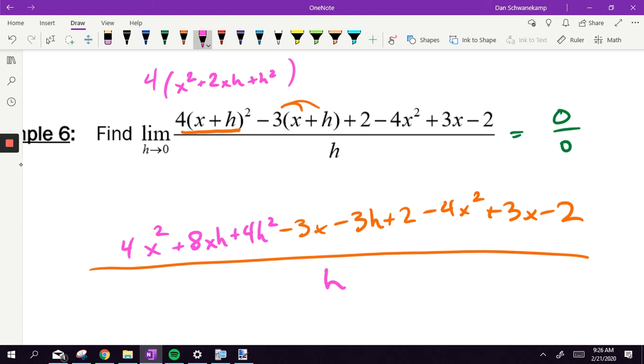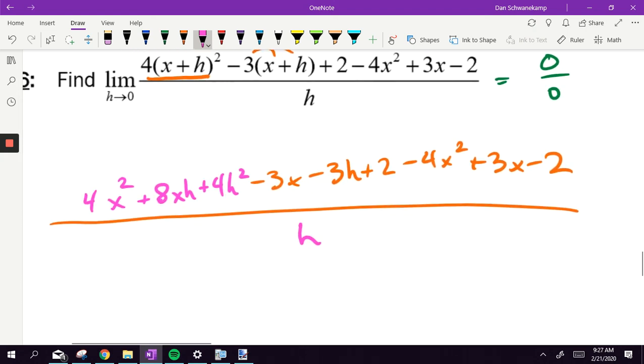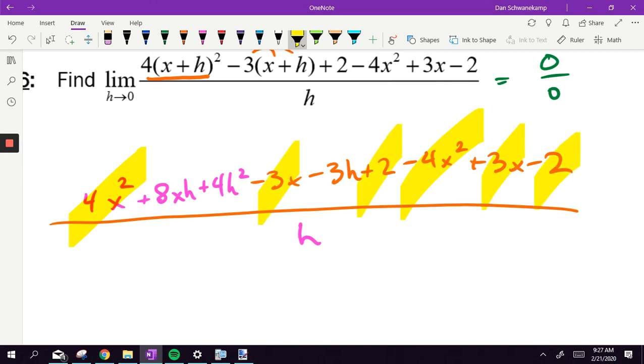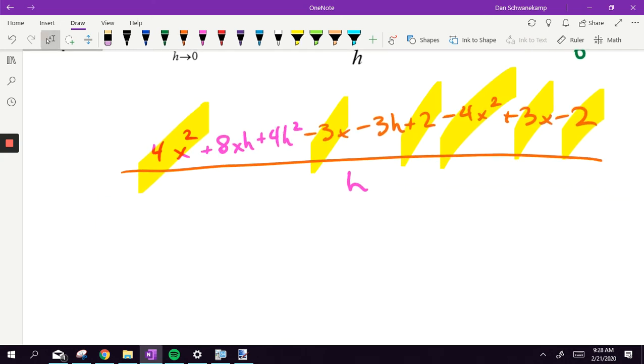Your answer looks a little bit different than every other answer we've gotten so far. So anything that could cancel here, Natalie, what'd you get rid of here? 4x squared. She's got a 4x squared here, negative 4x squared. Anything else? Negative 3x and a positive 3x. Good. Anything else? 2 and a negative 2. Everybody see what she just did there? We're going to do these problems a lot later on. Notice that everything that canceled didn't have an h with it.